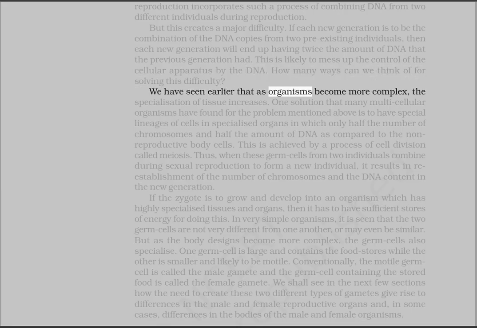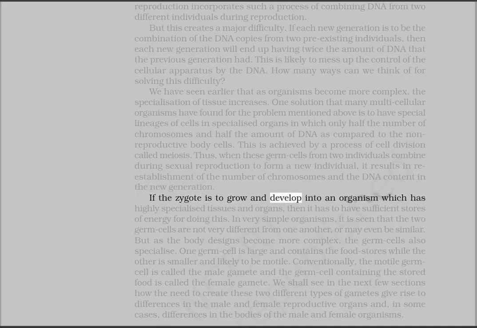We have seen earlier that as organisms become more complex, the specialization of tissue increases. One solution that many multicellular organisms have found for the problem mentioned above is to have special lineages of cells in specialized organs in which only half the number of chromosomes and half the amount of DNA is present compared to the non-reproductive body cells. This is achieved by a process of cell division called meiosis. Thus, when these germ cells from two individuals combine during sexual reproduction to form a new individual, it results in establishment of the number of chromosomes and the DNA content in the new generation.